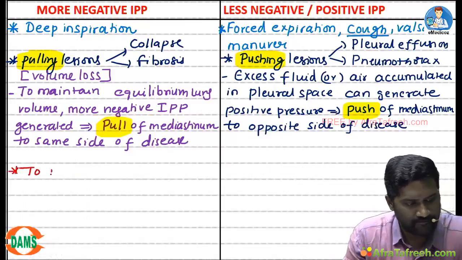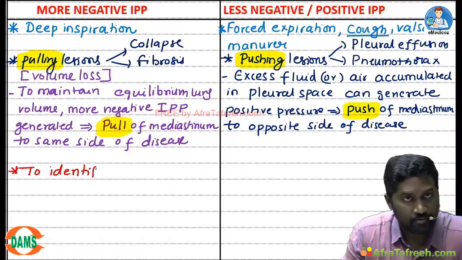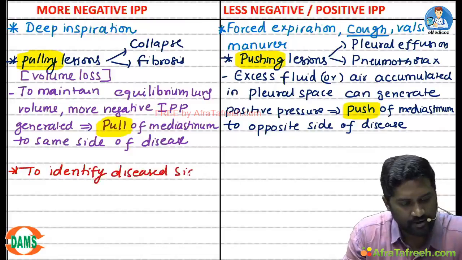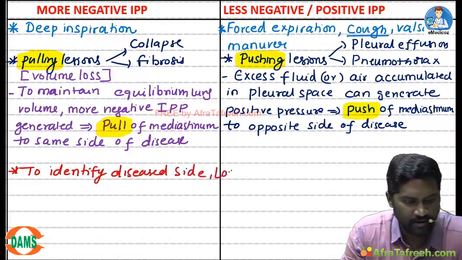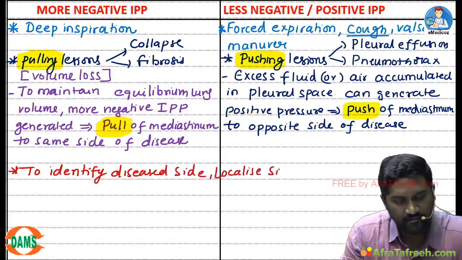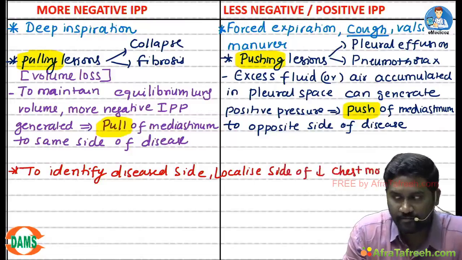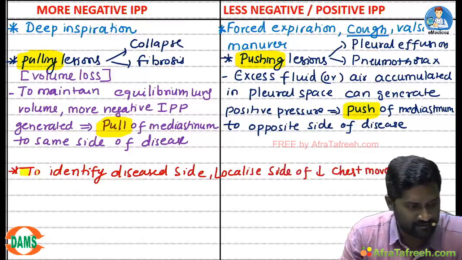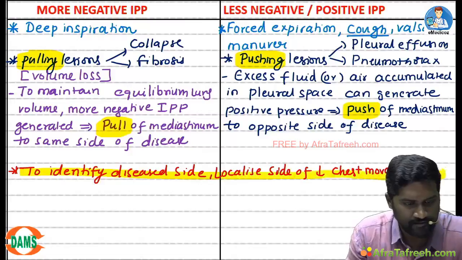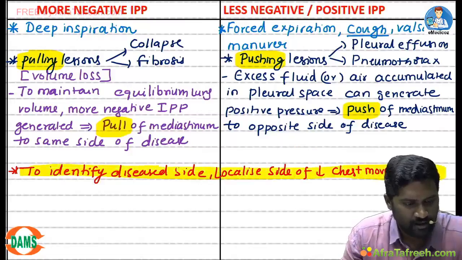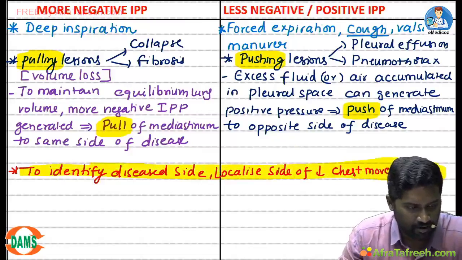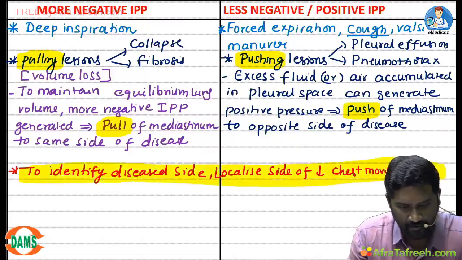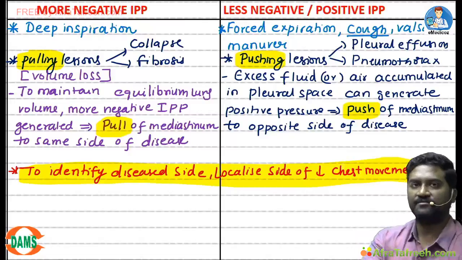To identify the diseased side, localize the side of decreased chest movements. So to identify the diseased side, always localize the side of diminished chest movements.